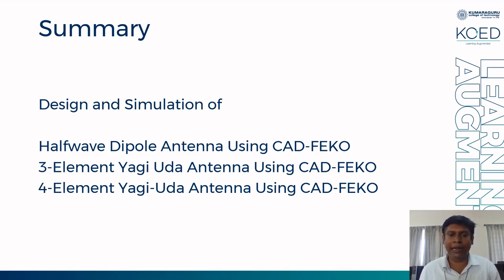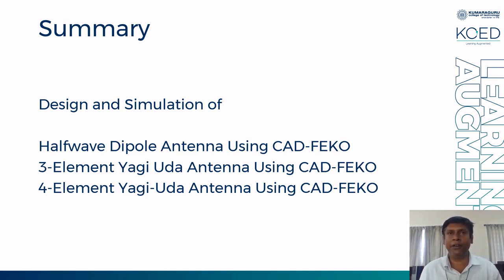Once you have done the antenna simulation, after getting the appropriate results after optimization, you can export the Gerber file. The option is there in the CAD-FICO tool itself. You can export the Gerber file, and by giving the Gerber file as input to the fabrication machine, in our department itself, we have the PCB fabrication machine. So I'm speaking about the microstrip patch antennas.